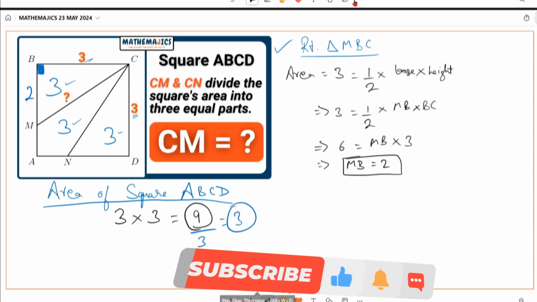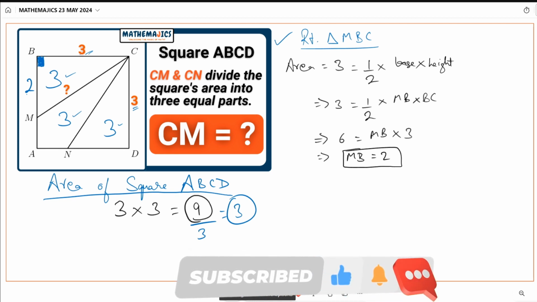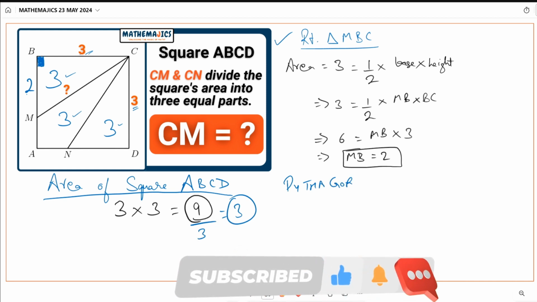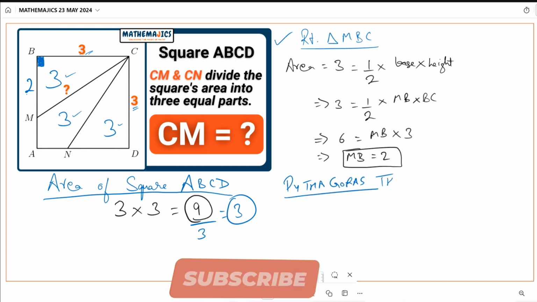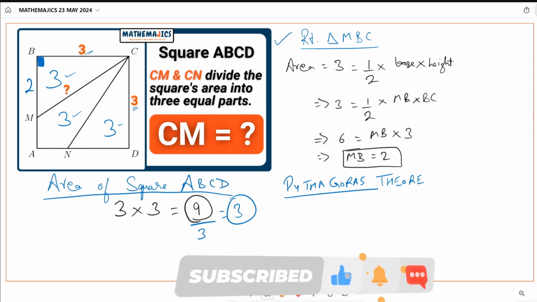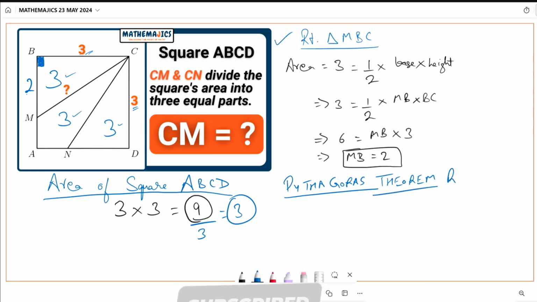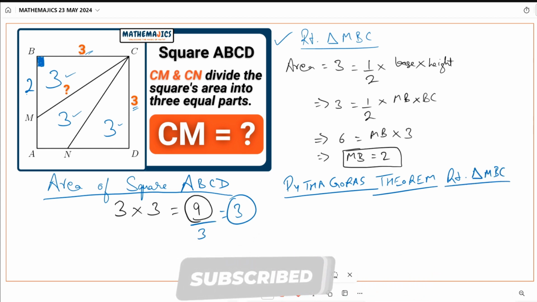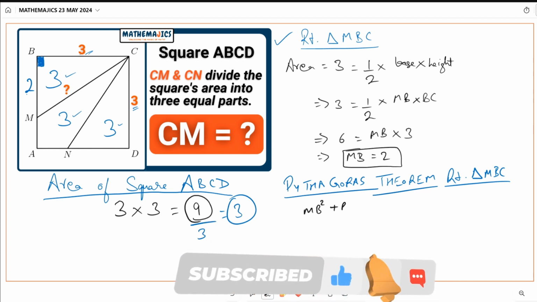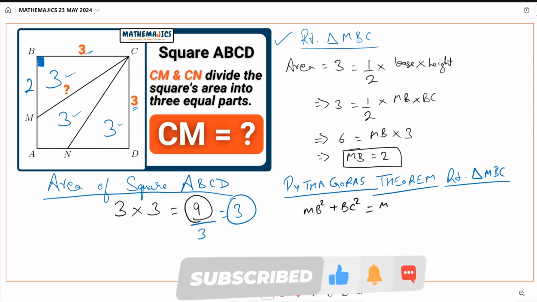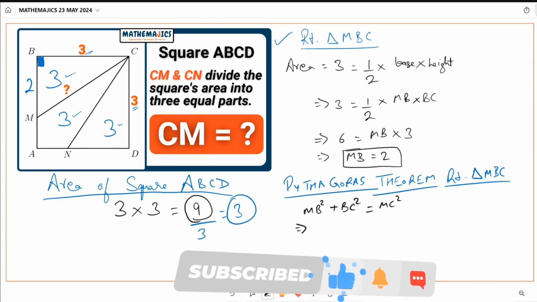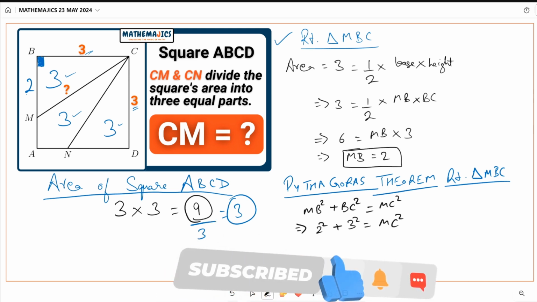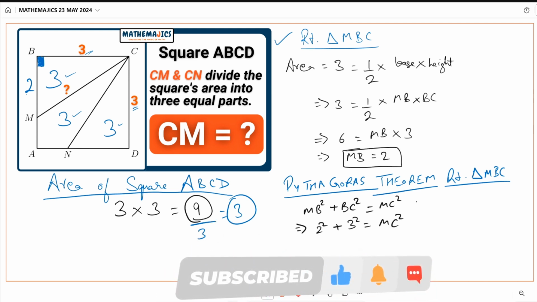In the next step, we will apply the Pythagoras theorem, in the same triangle, right triangle MBC. It gives us MB square plus BC square equals MC square. MB is 2 square, BC is 3 square, equals MC square.